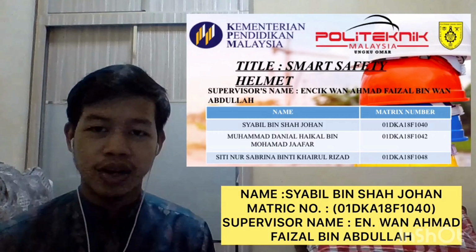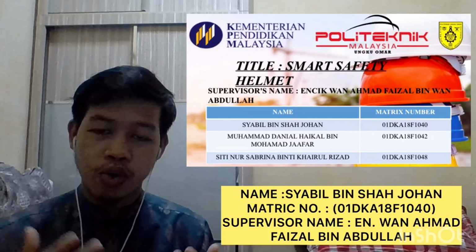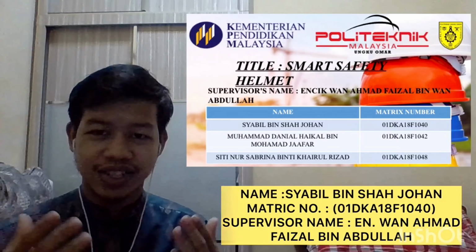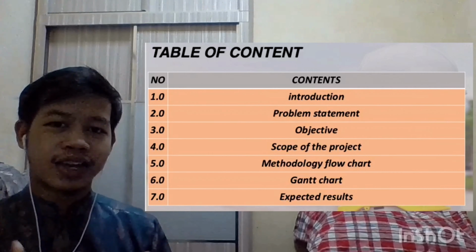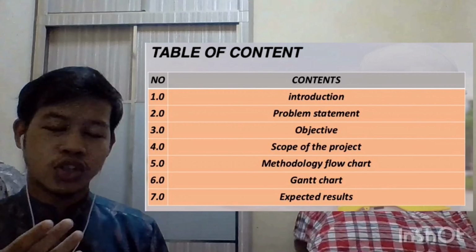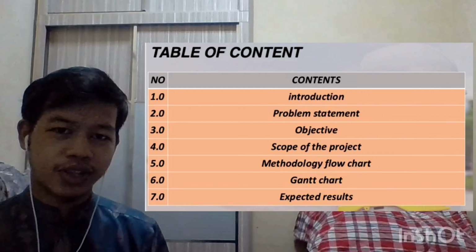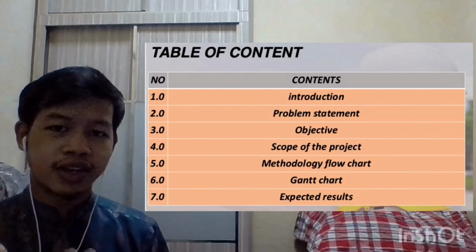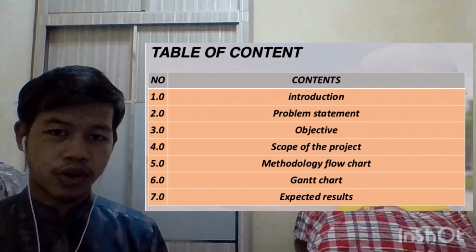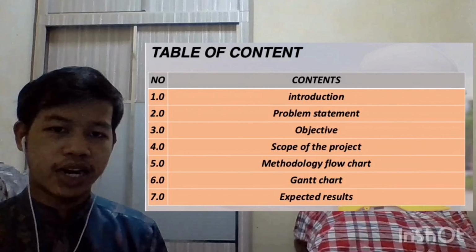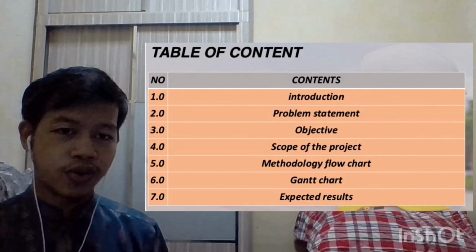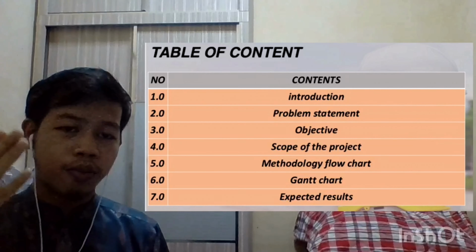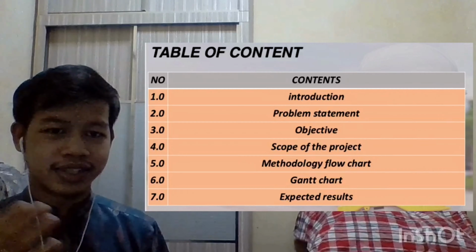So my group will explain our product, which is a smart safety helmet. You can see a slide with the table of contents. The first is introduction, second problem statement, third objective, fourth scope of the project, fifth methodology flow chart, sixth Gantt chart, and seventh expected result. I will explain all these parts.